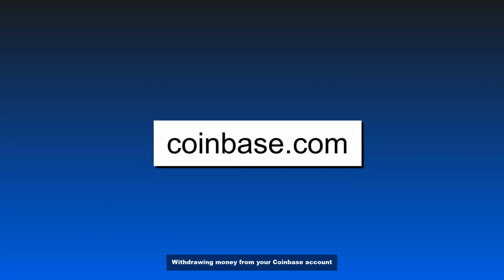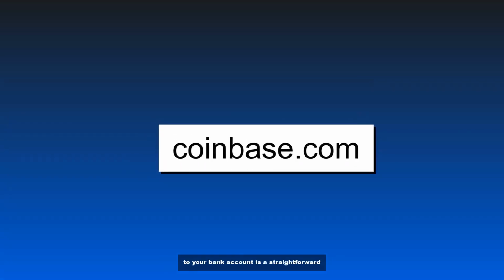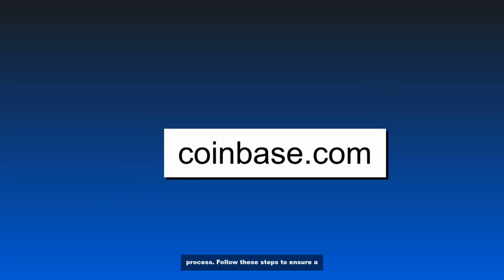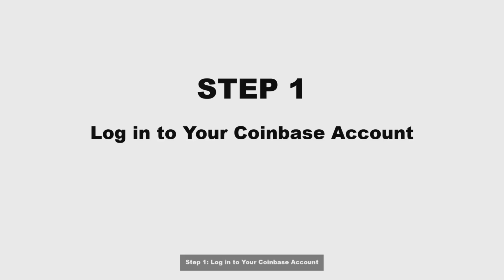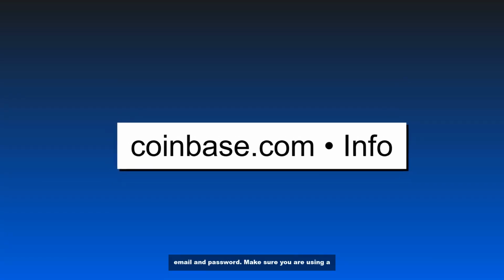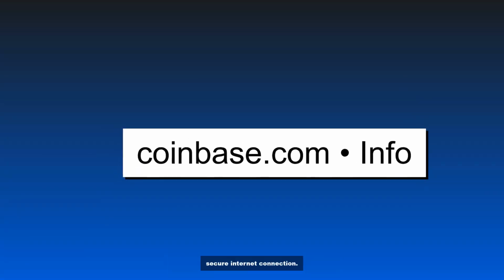Withdrawing money from your Coinbase account to your bank account is a straightforward process. Follow these steps to ensure a smooth transaction. Step 1. Log into your Coinbase account. Access your Coinbase account by entering your email and password. Make sure you are using a secure internet connection.